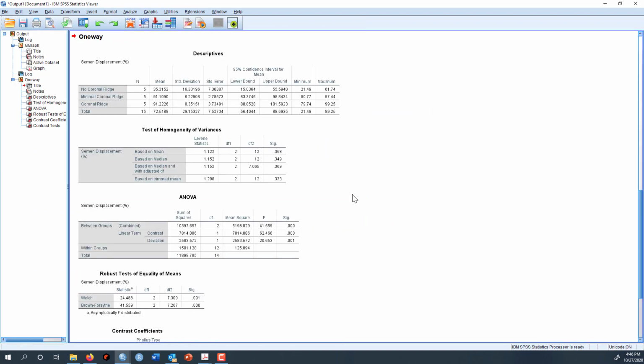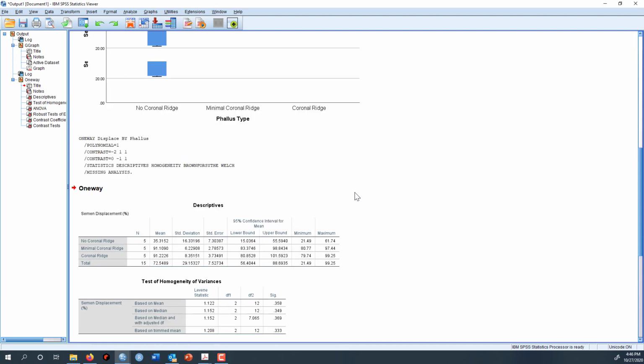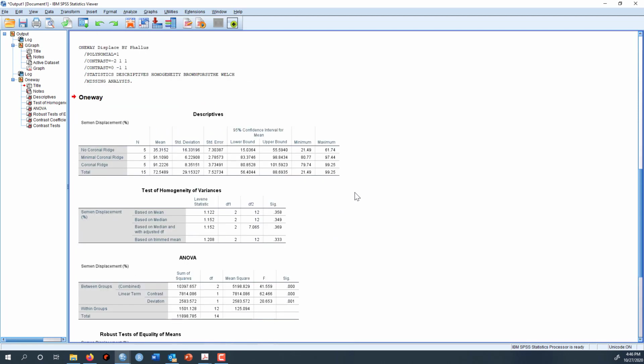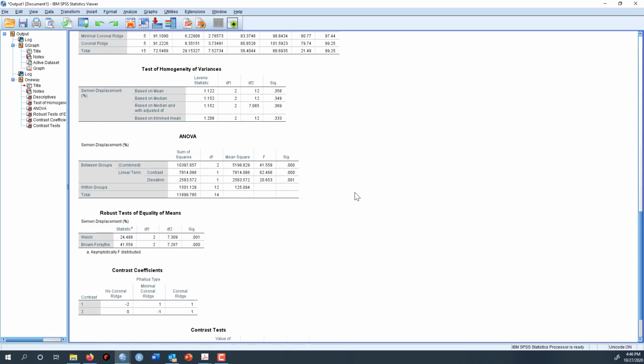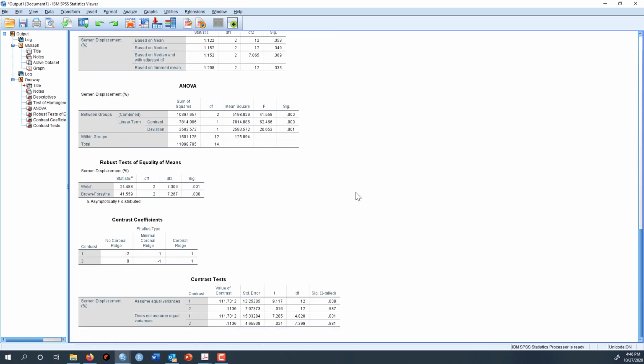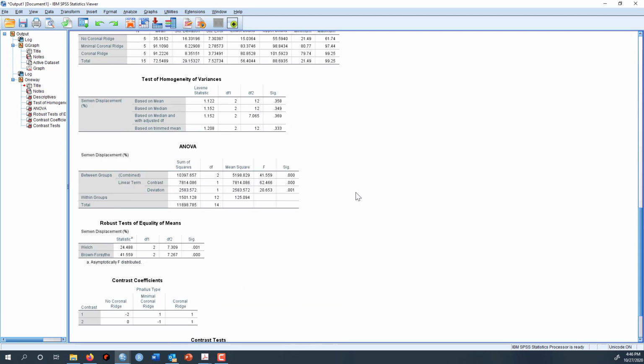All right, so then the first thing is, where's Levene's test? Here it is. Levene's homogeneity of variances is not significant. So that just means that's good news. It means that the variances are not significantly different between these three groups. This is the number that you want to look at, where you can see the difference between groups is significant.